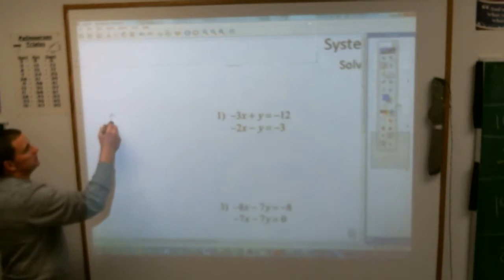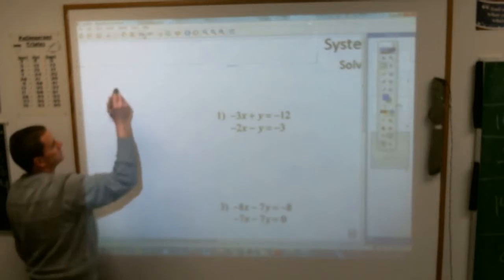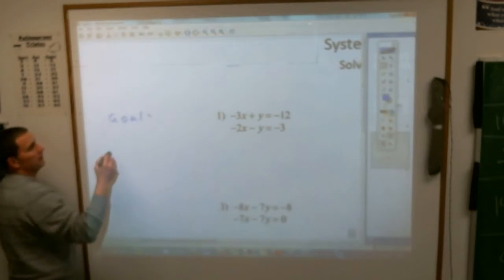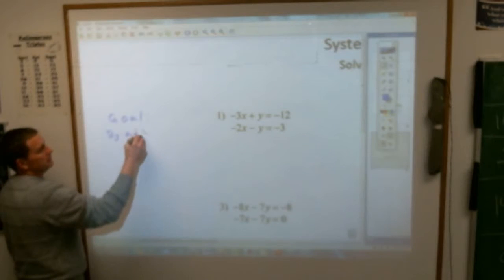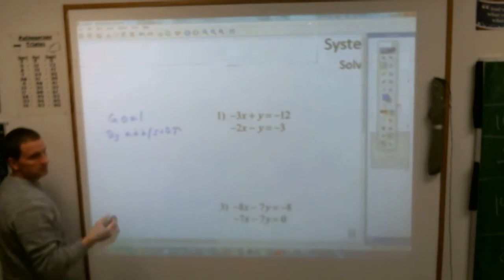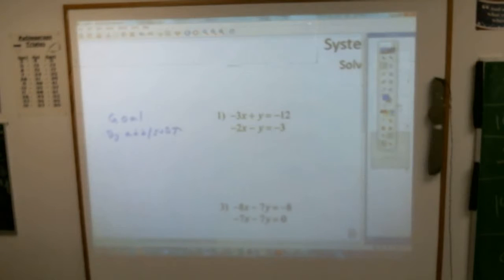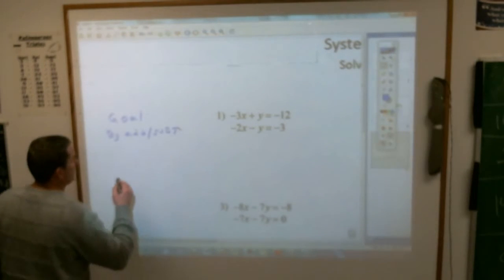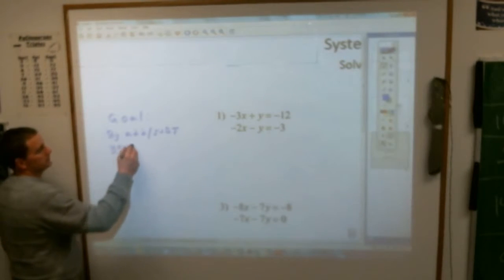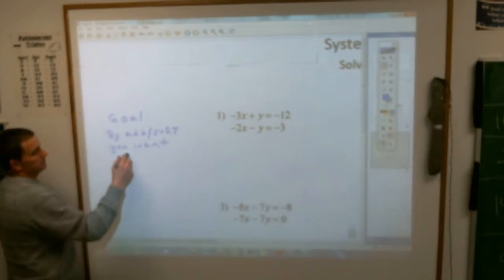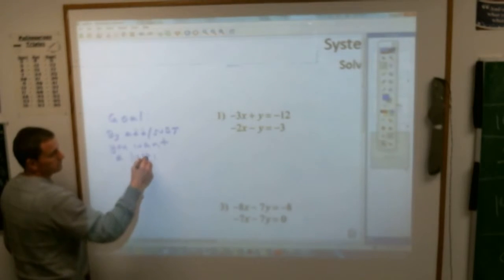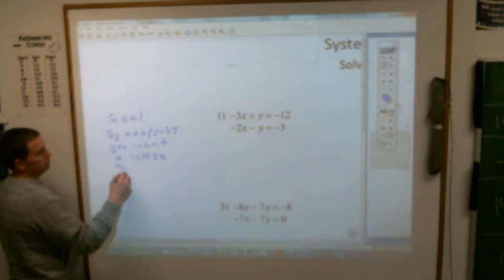What your goal is to do here is, by adding or subtracting the two equations, you want a letter to disappear.